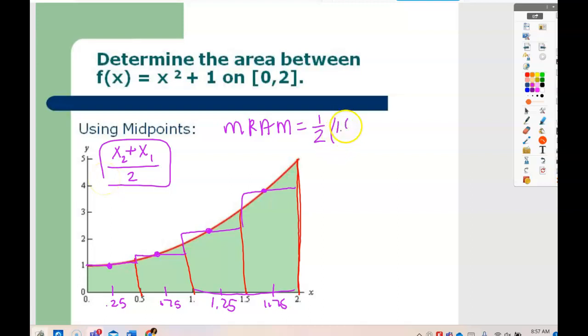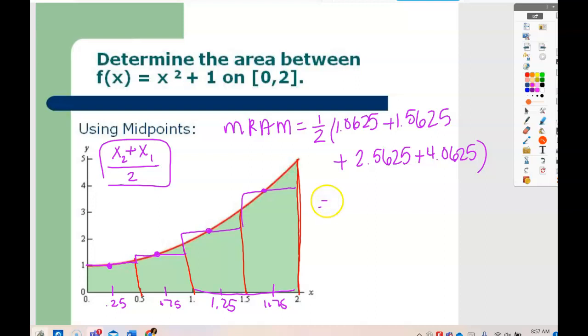So then it's 1.0625 plus 1.5625 plus 2.5625 plus 4.0625. Those are all the heights of the midpoints. You would add all of those together, divide that number by 2, and 4.6245 is kind of in the middle of that 5.75 and 3.75, right?